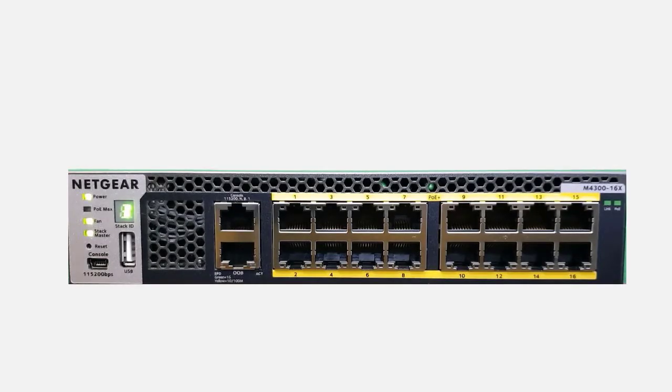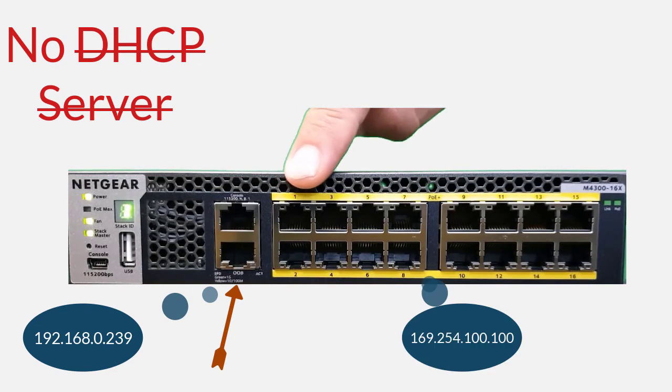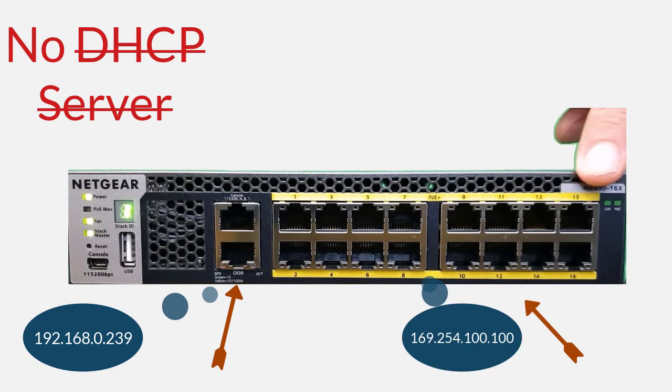If you don't have a DHCP server on your network, then the out-of-band service port defaults to 192.168.0.239, while the in-band management VLAN IP address defaults to 169.254.100.100. Let's go with an Ethernet in-band network port this time.